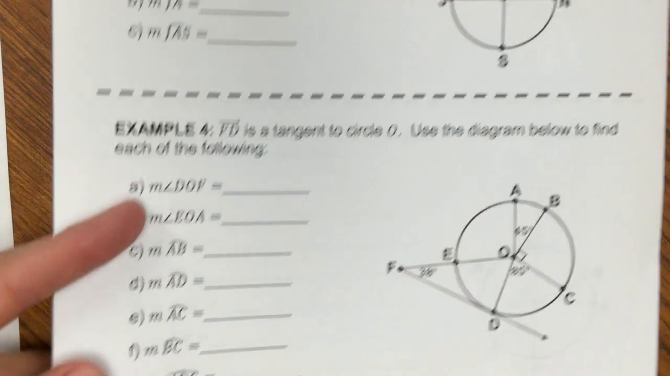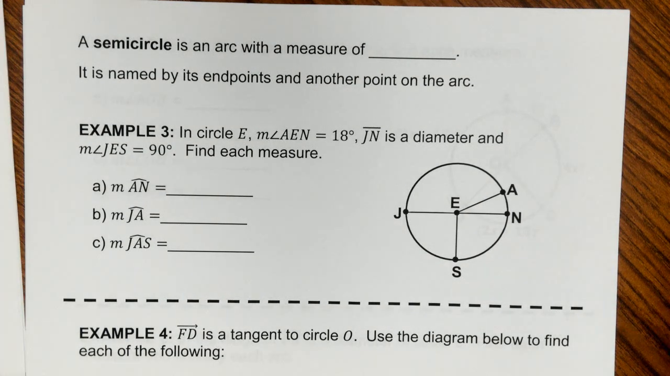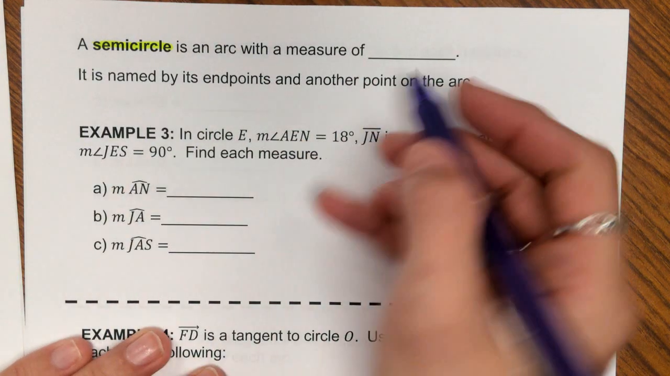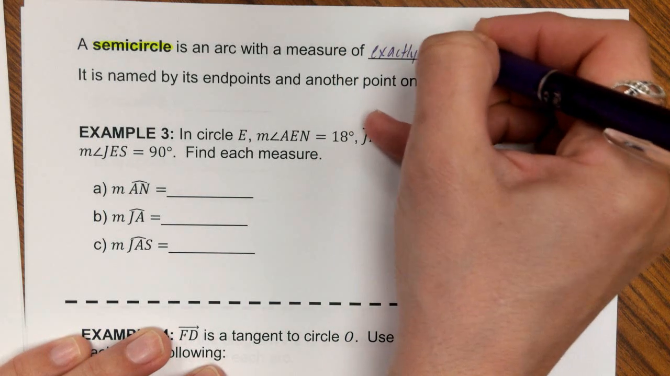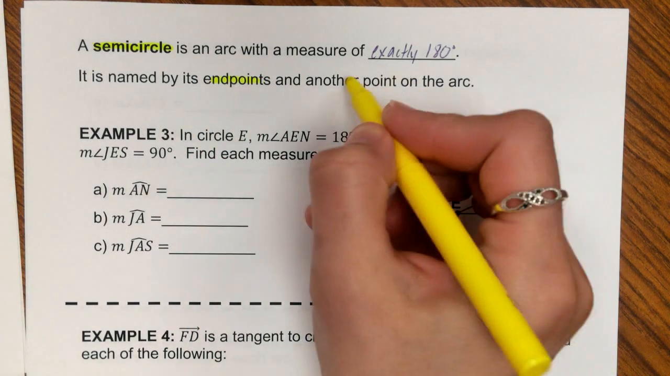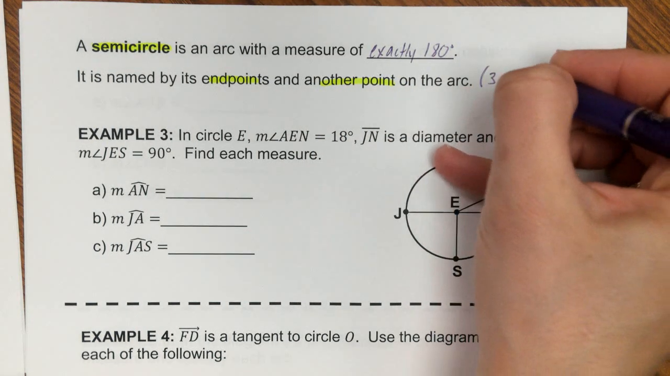So the other kind of arc-like thing that we're going to be talking about now is the semicircle. A semicircle is going to be between the minor arc and the major arc, and it is going to have a measure of exactly 180 degrees. It's going to be half of that circle. Okay, it will be named just like a major arc with its endpoints and another point on the arc. So again, we're going to have 3 letters.